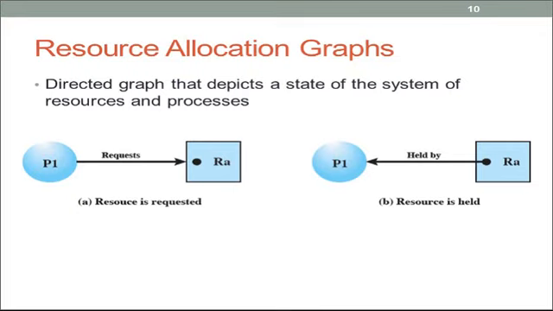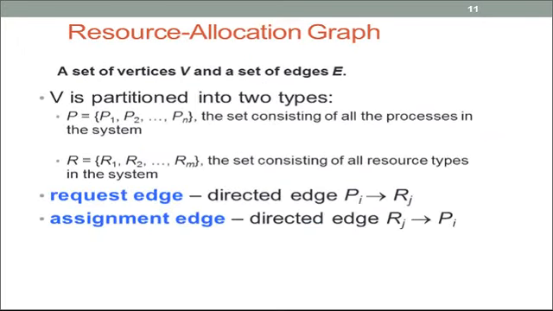Here we have the resource allocation graph, which is a normal graph with a set of vertices and a set of edges. So V is a set of vertices and E is a set of edges. Now this V could have two types of vertices: processes as vertices and resources as vertices. Here we have a request edge, which is a directed edge from P to R, for example Pi to Rj, and the assignment edge, which is a directed edge Rj to Pi.